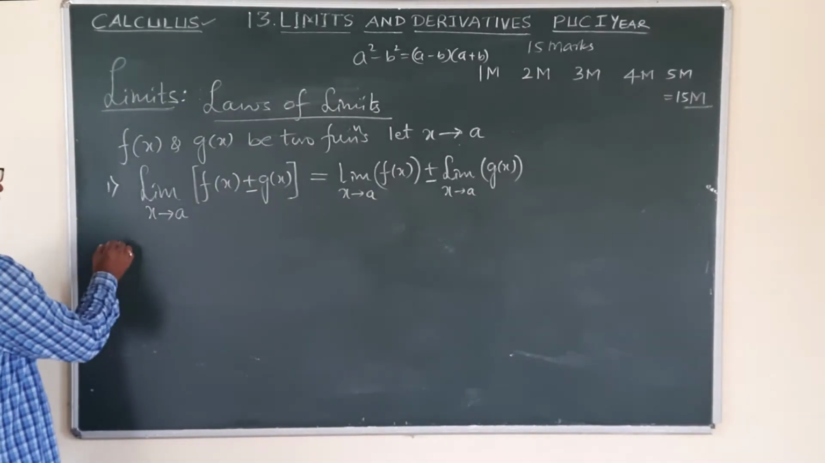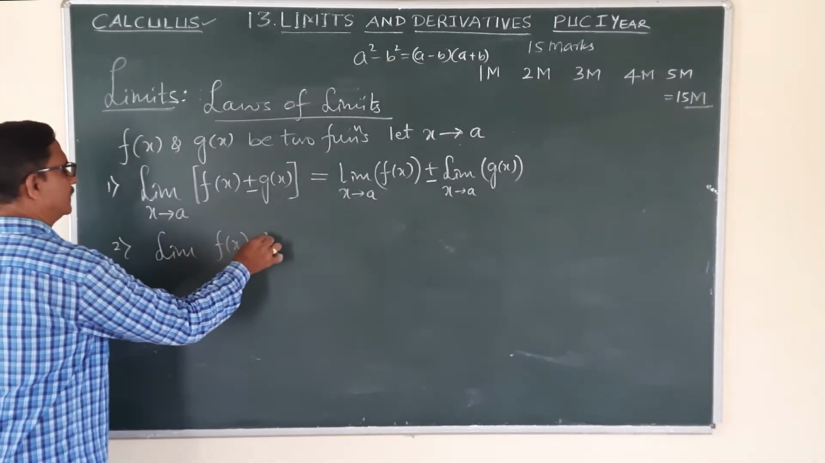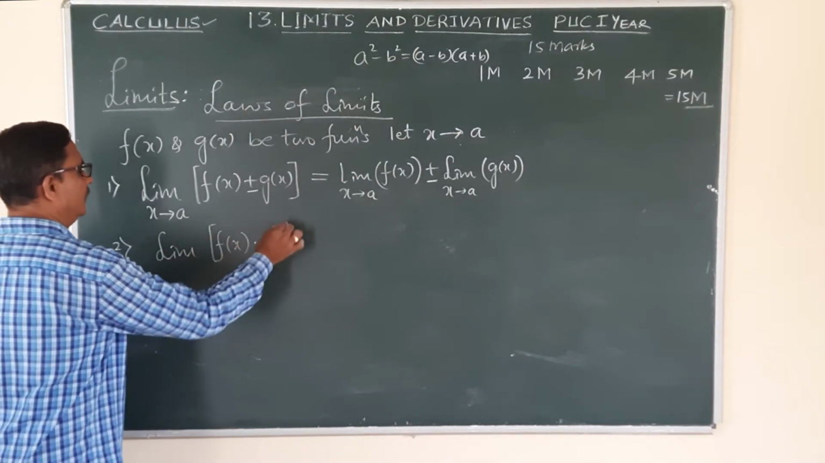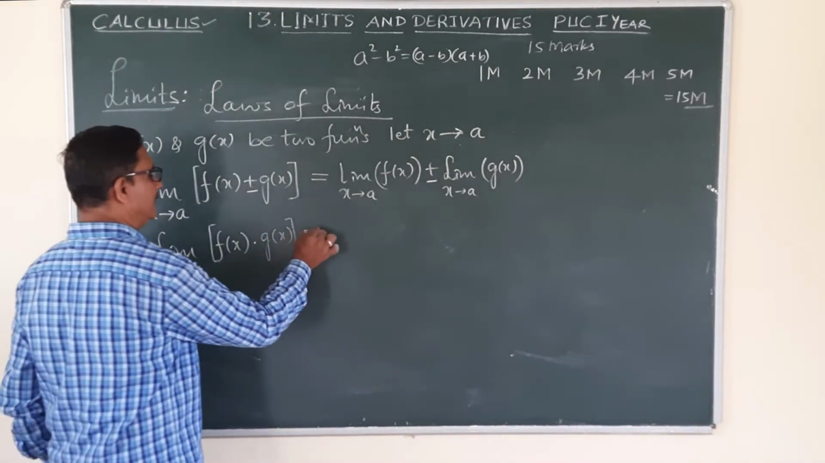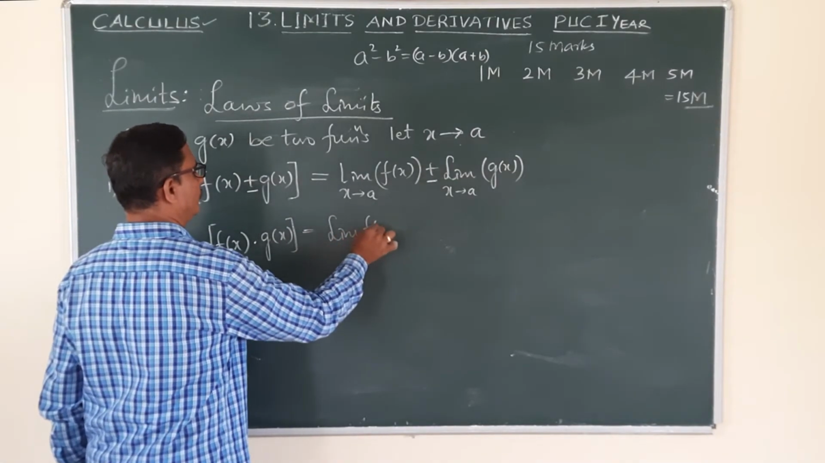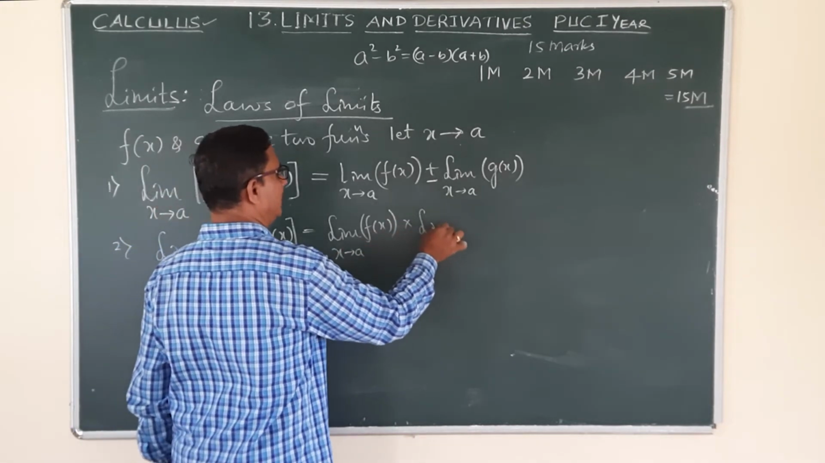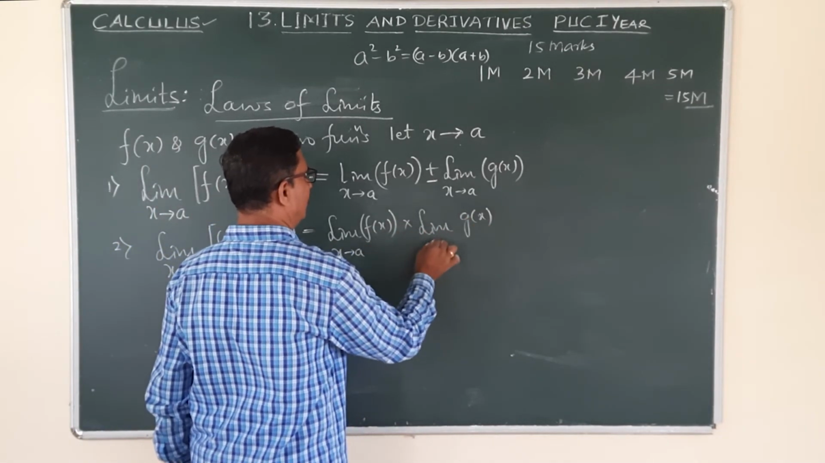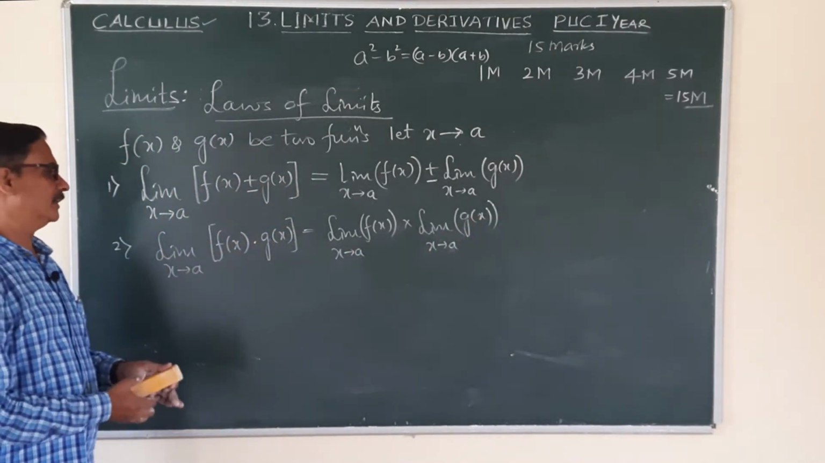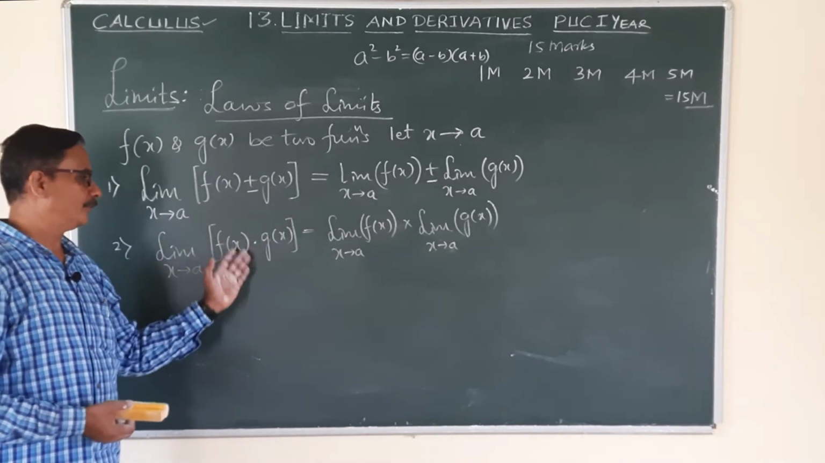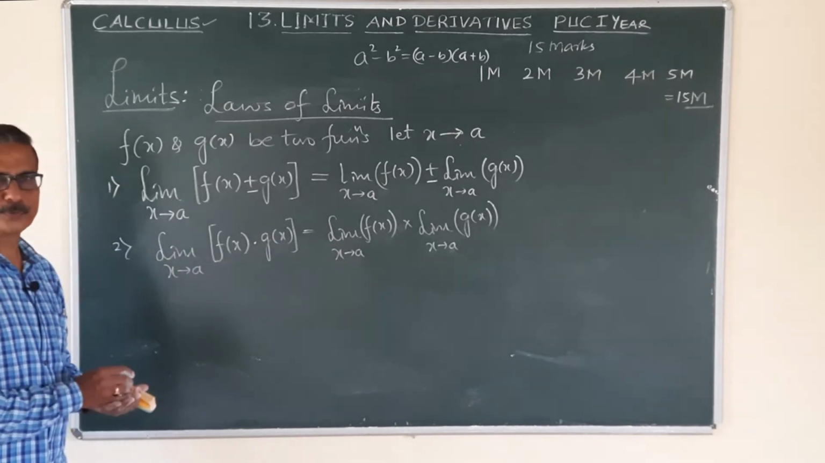Whereas the second law: limit of the product of two functions, say f of x into g of x. When functions are given in multiplication, how to split it? That is equal to the limit of the first function f of x as x tends to a into the limit of the second function g of x as x tends to a. Limit of a product of two functions is equal to the product of the limits.